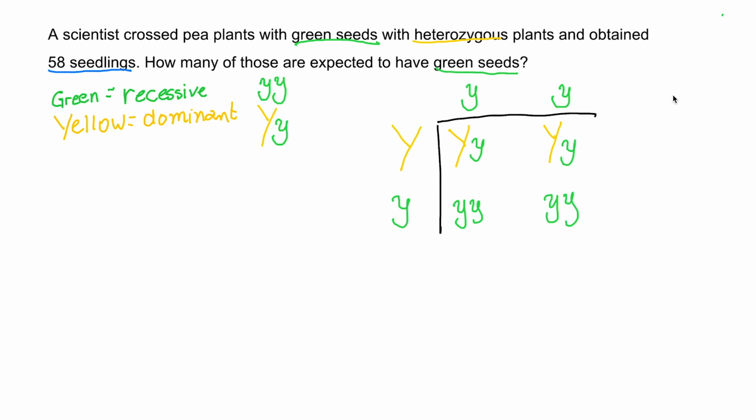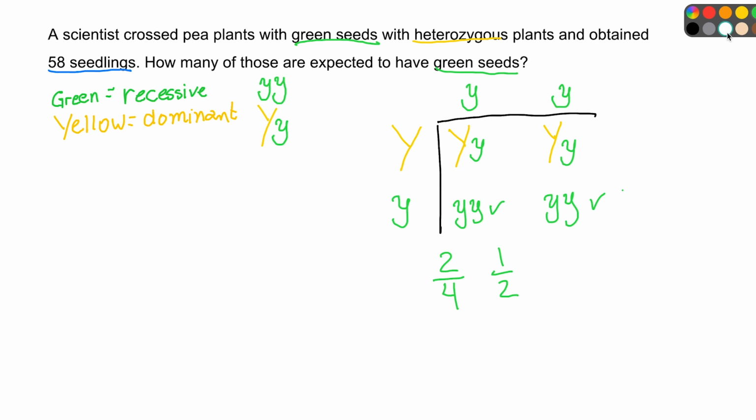Now we're looking for green seeds, right? So these two, they don't really count. We're looking for the green seeds. So these two are green. So 2 out of 4 are green seeds, right? So is that our final answer? No, it isn't, because we're looking for how many of these 58 plants. We're not looking out of 4. We're looking at how many out of 58. So 2 out of 4 is the same as 1/2. 2 out of 4 is the same as 1 out of 2.